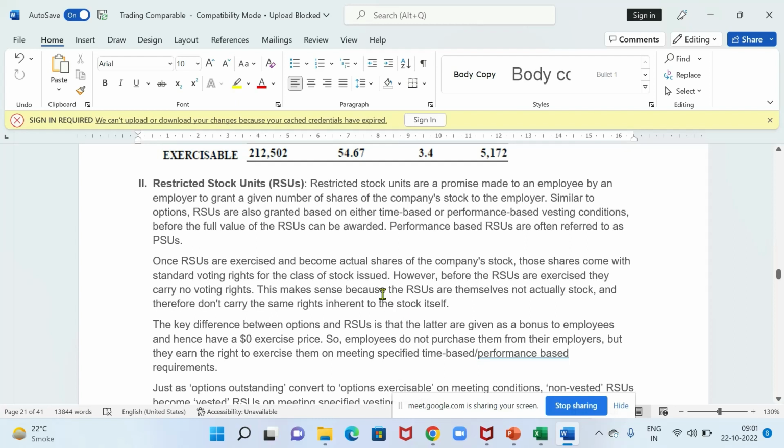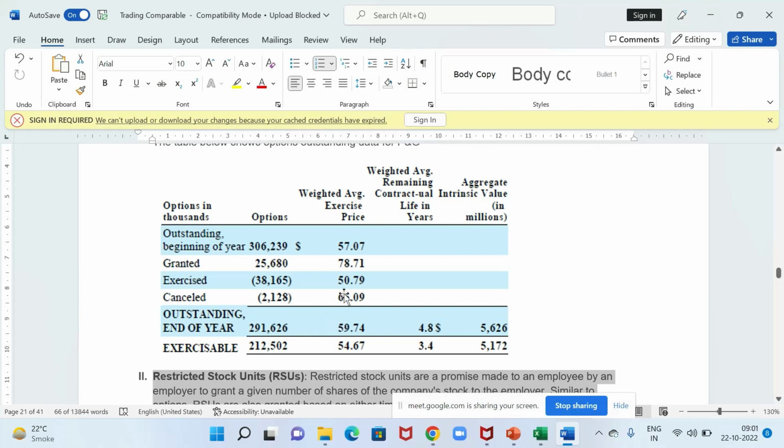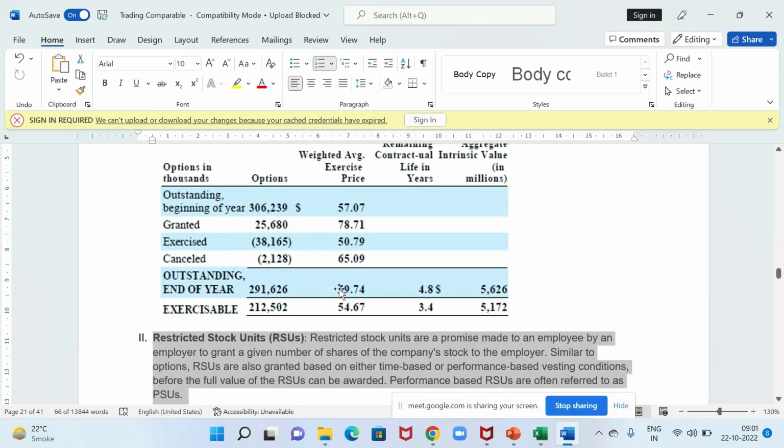So restricted stock units are kind of shares that are restricted in the sense of a time vesting period or performance vesting period. Vesting period again is a condition that needs to be fulfilled. So for this, the company will not get any proceeds. Remember, in these options, with the weighted average exercise price which we have for ESOPs or stock options, the company will receive proceeds.